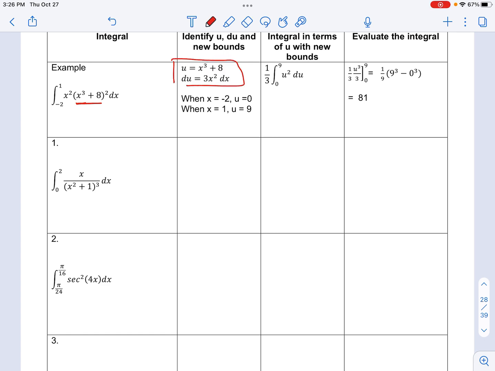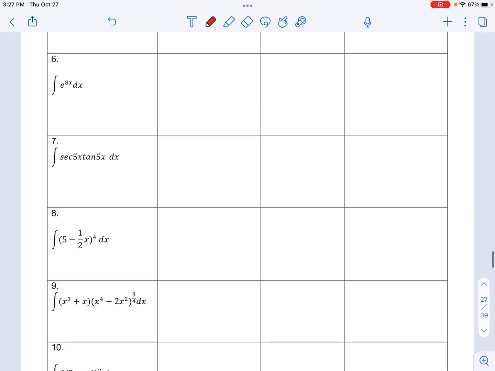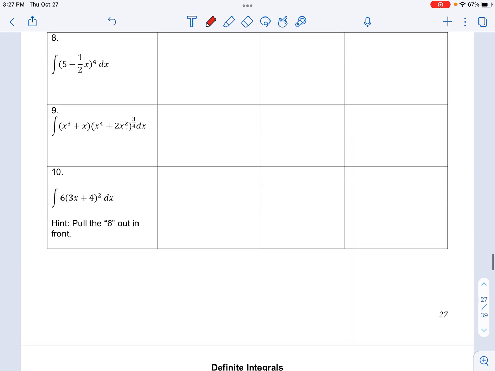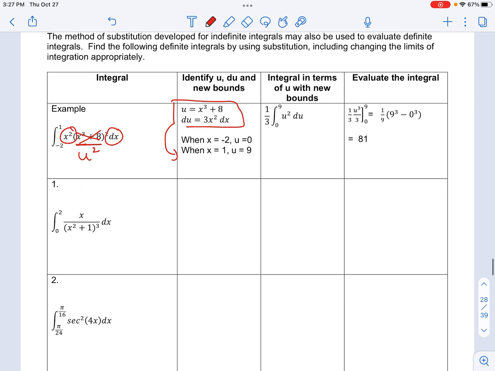And we're going to rewrite the integral in terms of u. So this becomes u squared. And then let's see what we have left. x squared dx. So if I solve this for x squared dx, notice that du over 3 is x squared dx. So I have du over 3. So I'm going to rewrite the integral, pull out the 1/3, and then I have u squared du.